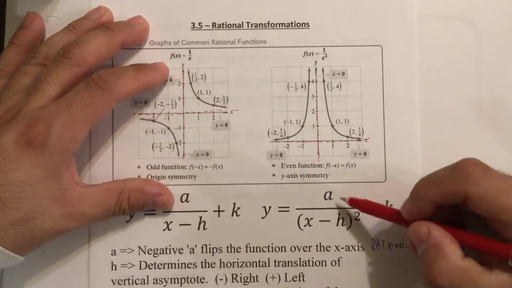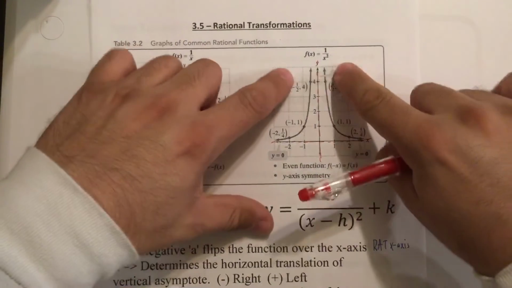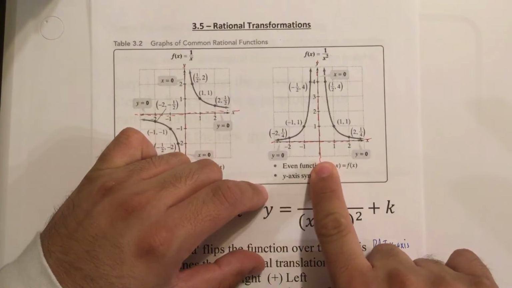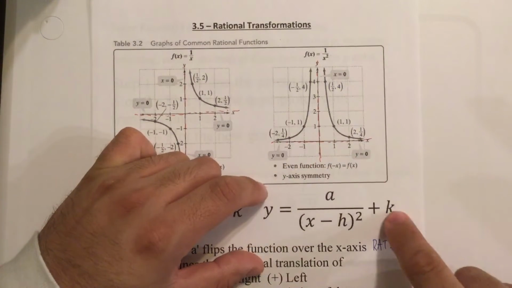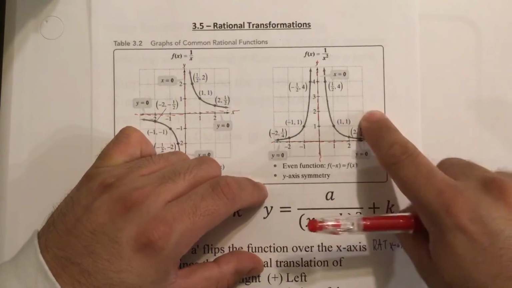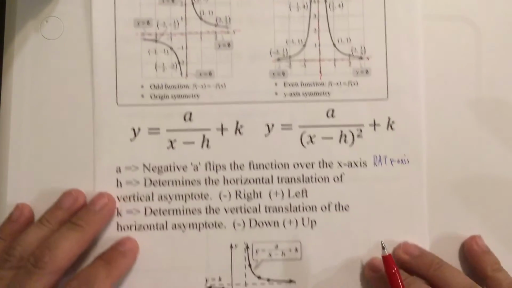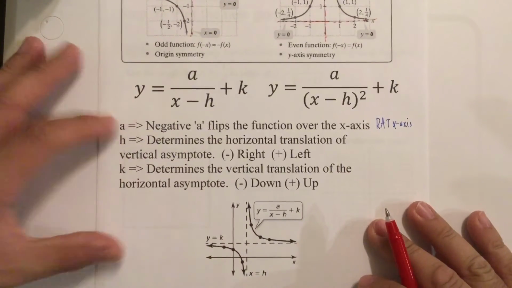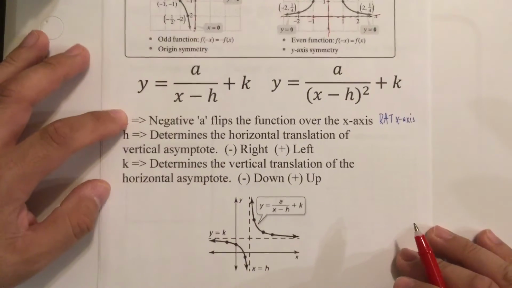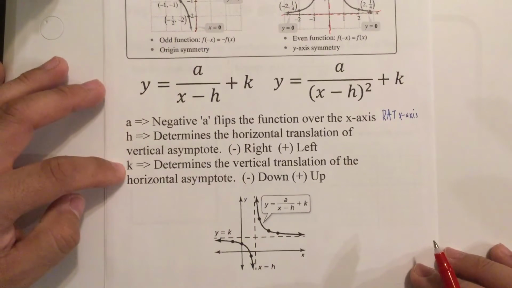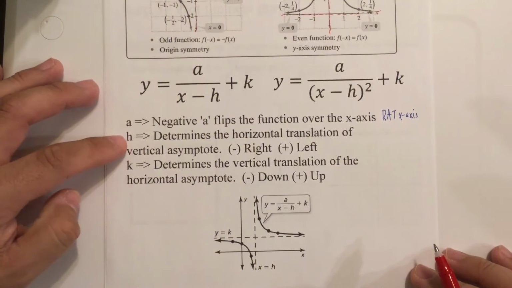Again, a reflects it across the x-axis, so both these branches will be facing down. This h moves your vertical asymptote left and right, and this k value moves your horizontal asymptote up and down, and again, the branches do move with it. Okay, and so this is what summarizes it. A reflects it across the x-axis, h left, right, k up, down. Just remember, h is the opposite of what you see.